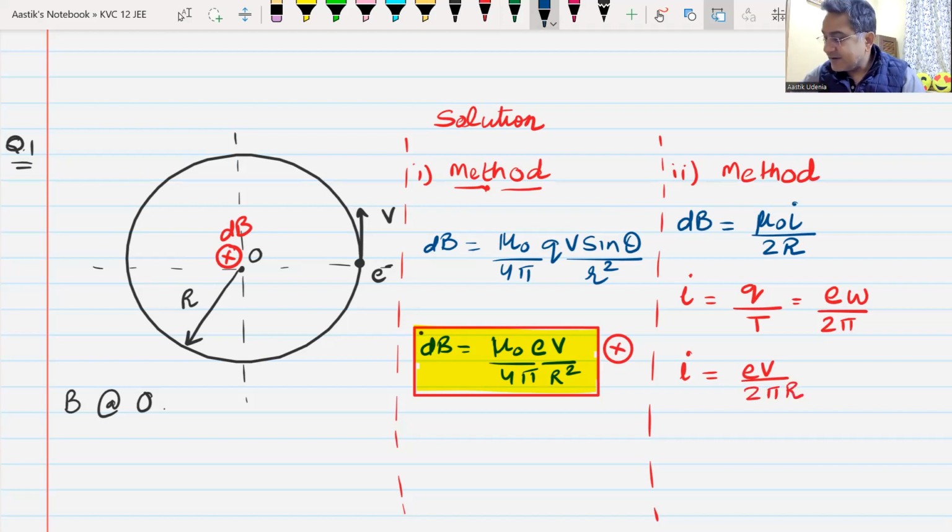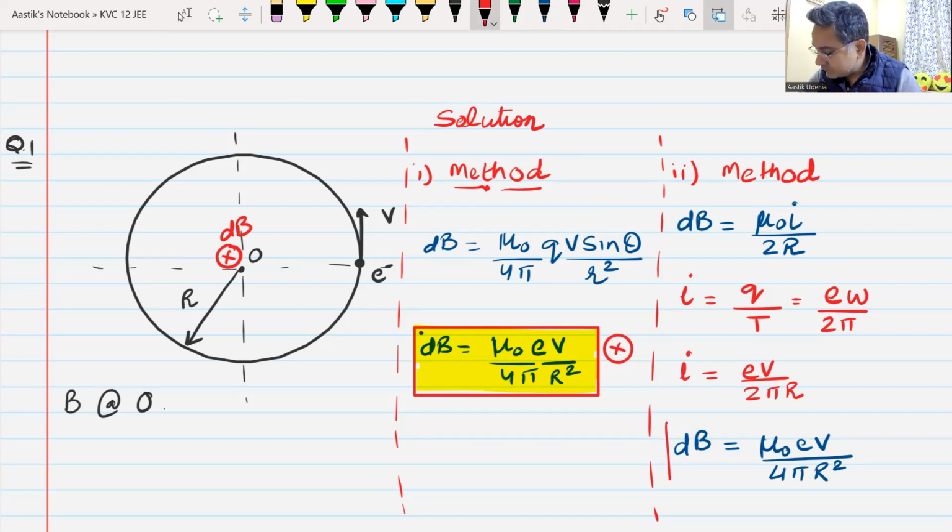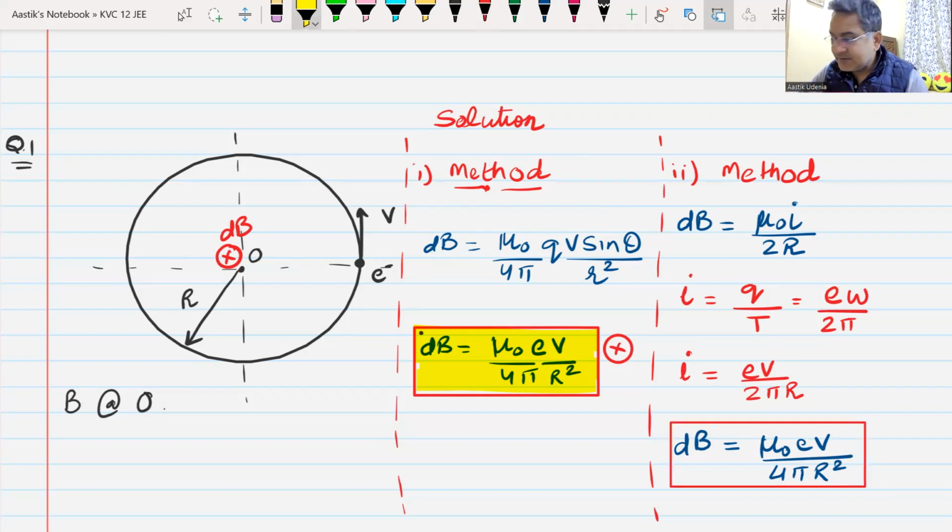And then I can write the magnetic field. I can just put the value of I in the formula for the second method, and I will end up with the same answer, mu naught EV by 4 pi R squared. This is the answer that I got converting the charge into current.